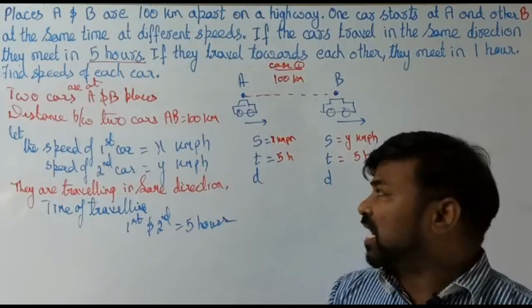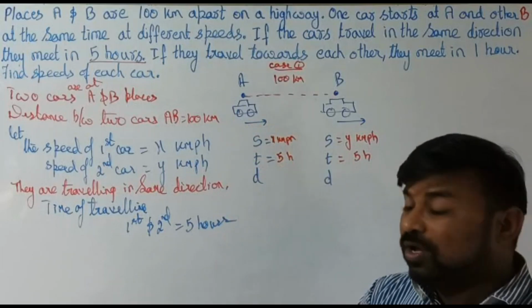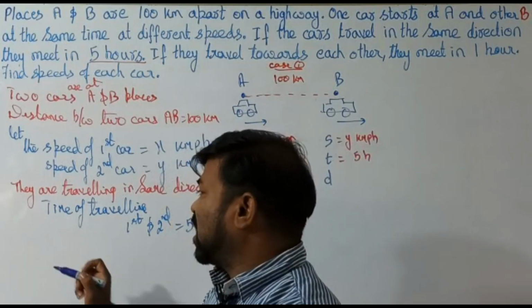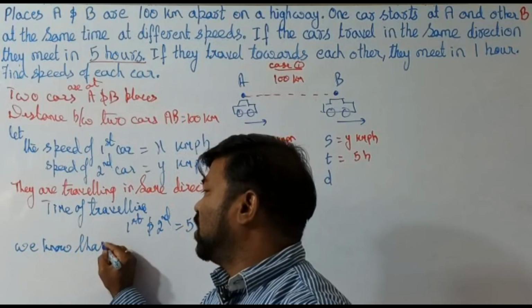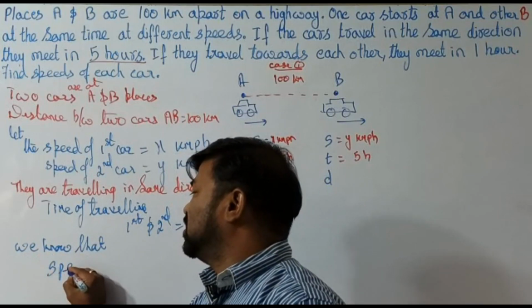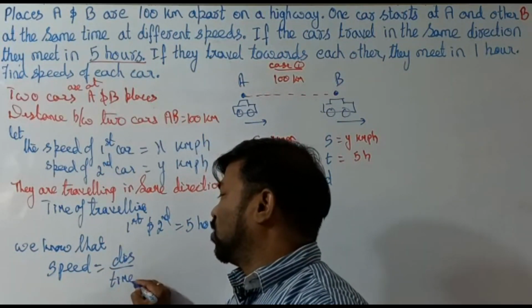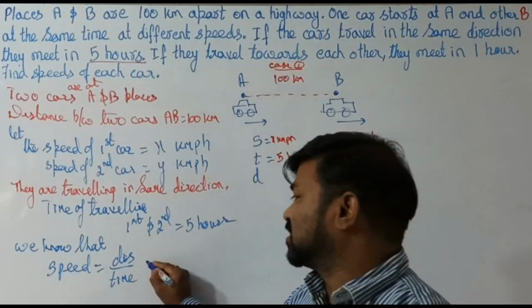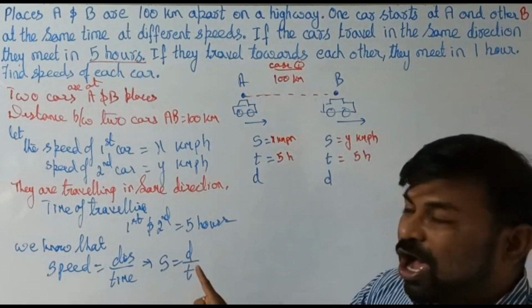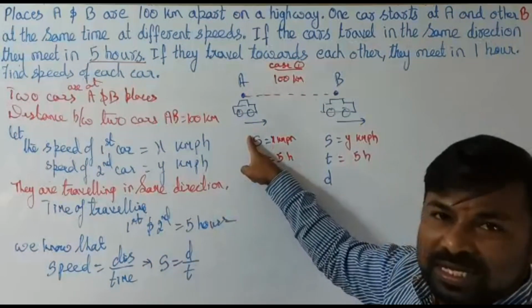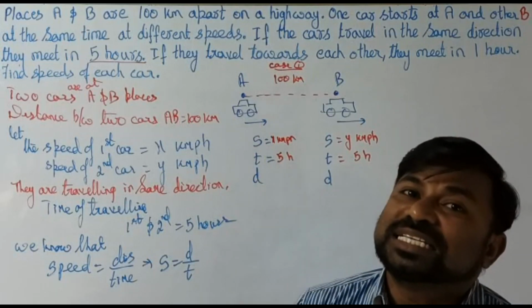So, to know the distance, what is the formula relating speed, distance and time? We should always deal with the formula. We know that speed equals distance by time. This is the formula we have. Speed equals distance by time, that is S equals D by T. Now if you check, speed is known to us and time is known to us. What is the one which we are missing? It's nothing but the distance.